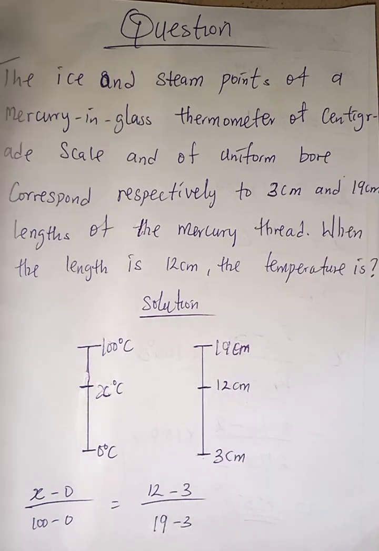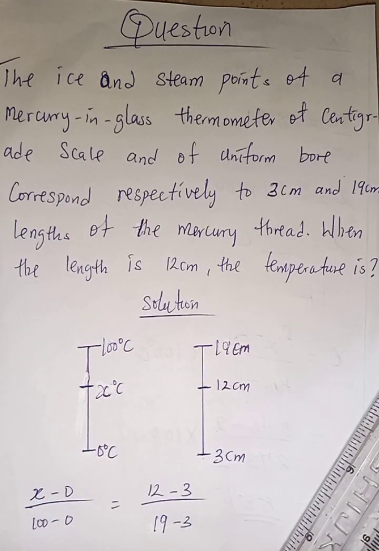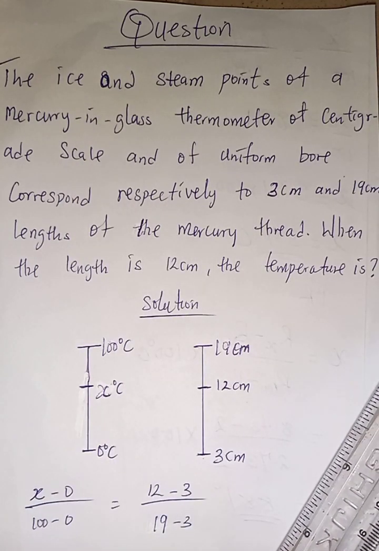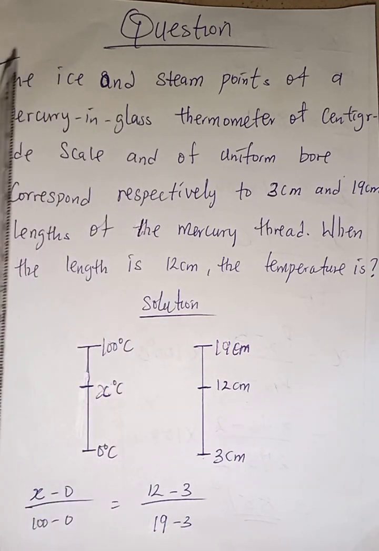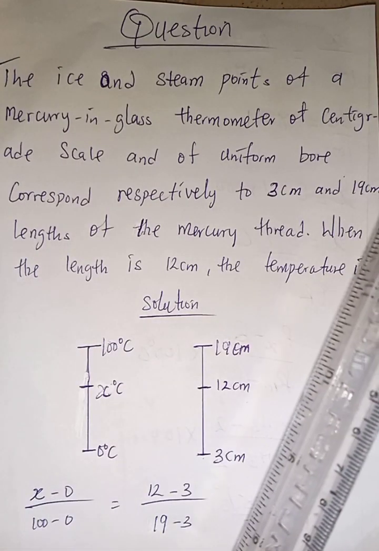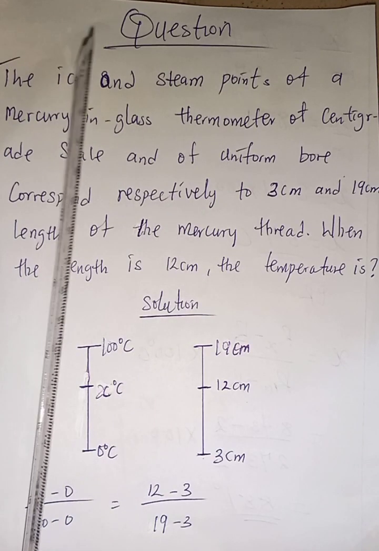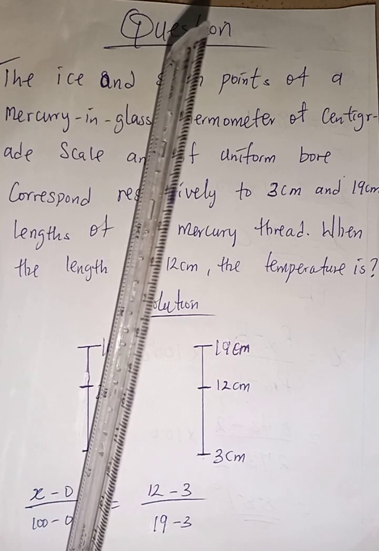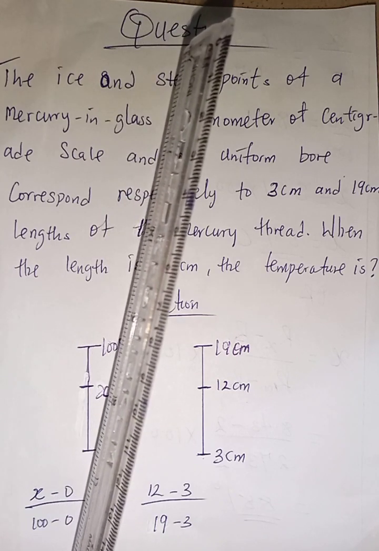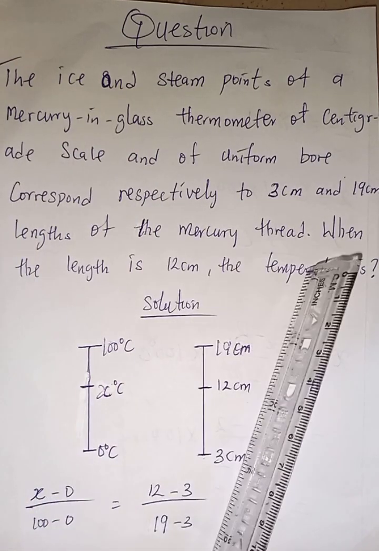I don't know if you understand this question. Look at the question. The question is the ice and steam point of a mercury in glass thermometer. That's when you put mercury inside a glass thermometer and use it to measure somebody's temperature or something's temperature. When they check it, maybe they want to calibrate it. The ice point means the lower freeze point, or 0 degrees Celsius. That's the temperature at ice point for the centigrade scale, because we're looking at the centigrade scale here.